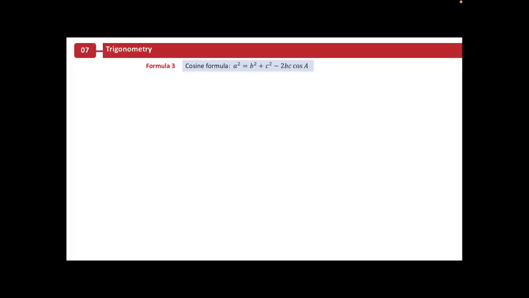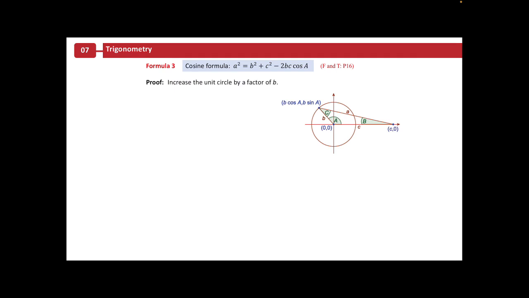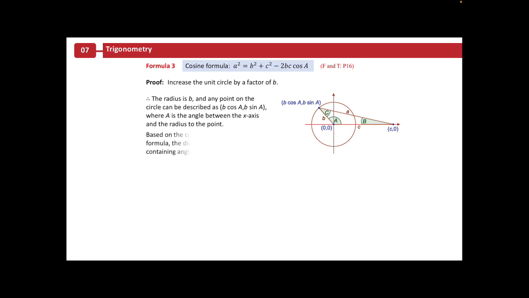Let's look at formula 3, the cosine formula: a squared is equal to b squared plus c squared minus 2bc cos A. Our proof. Let's draw our diagram. And we're going to increase the unit circle by a factor of b. Therefore, the radius of our unit circle is now b, and any point on the circle can be described as (b cos A, b sine A), where A is the angle between the x-axis and the radius to a point.